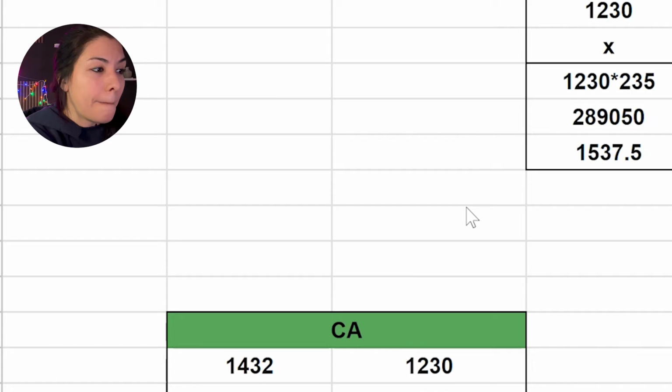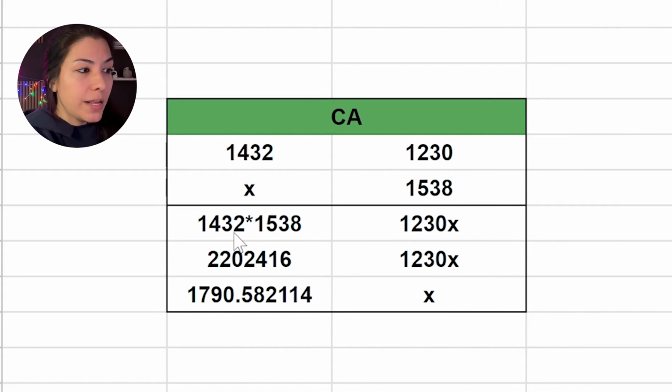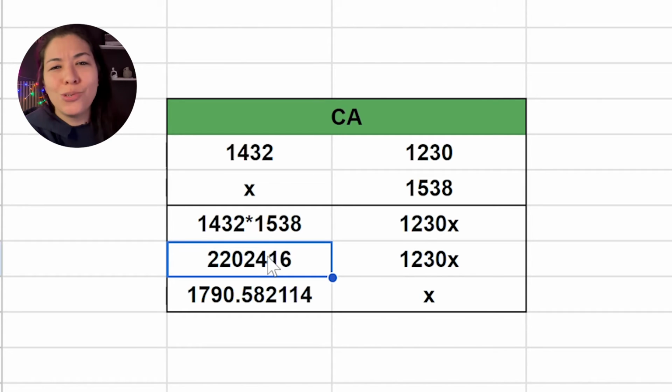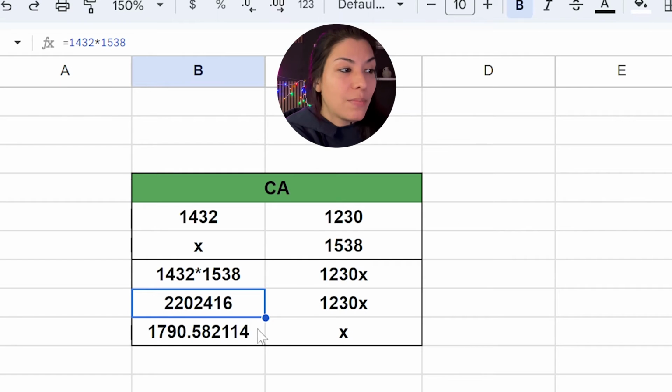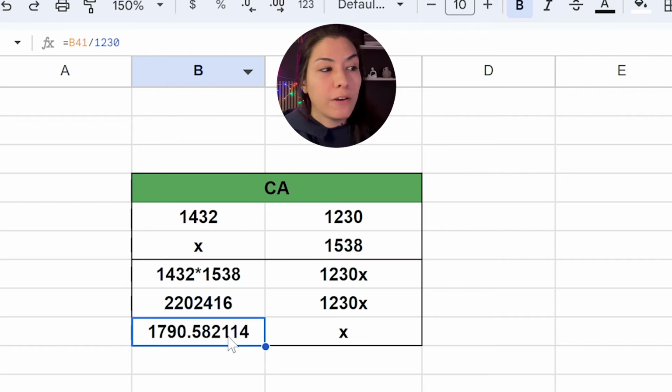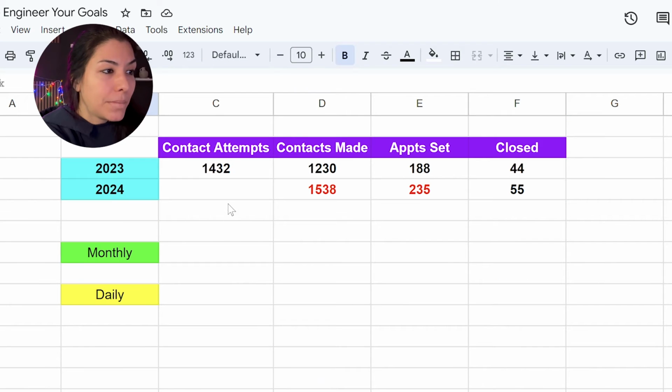So let's go down here. And I did this already. 1432 times 1538 is 2 million and change, this entire number. Again, use Excel. So what does 1230X? Take this number divided by 1230 equals, right here, you can see 1790.58. That's what X means. Again, always round up. So I would be rounding up to 1791, but you know what? Just for good measure, I'm going to make it an even number and I'm going to round up to 1800 even. So I'm going to write that here.